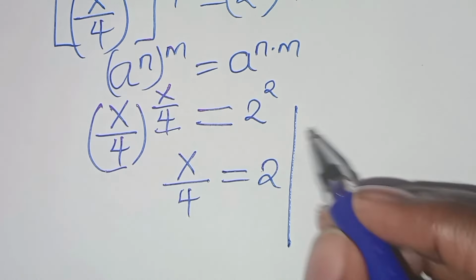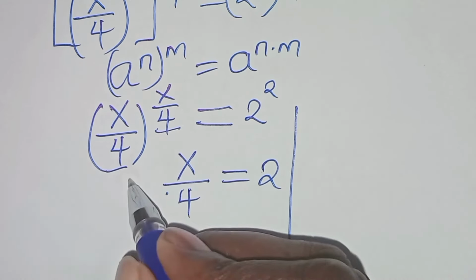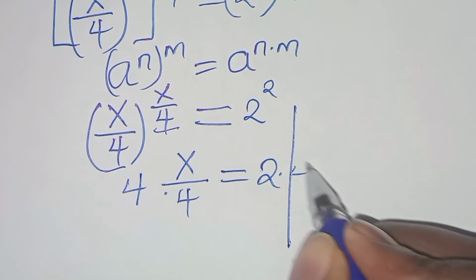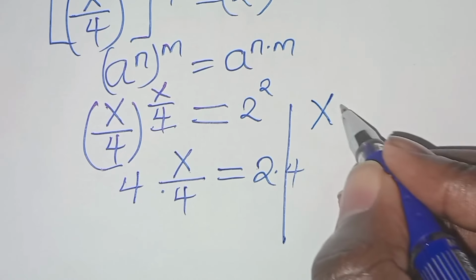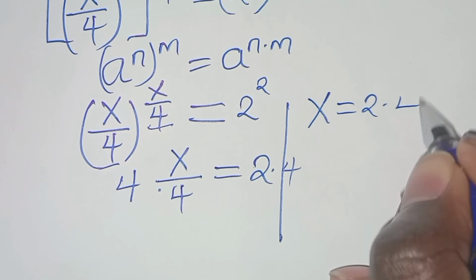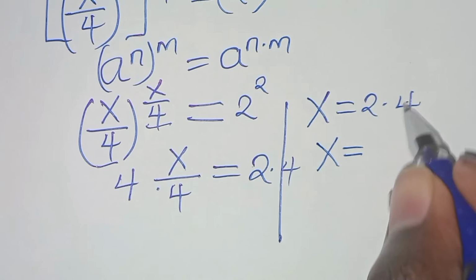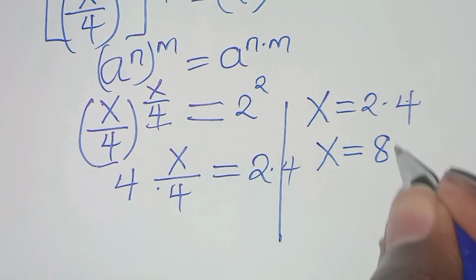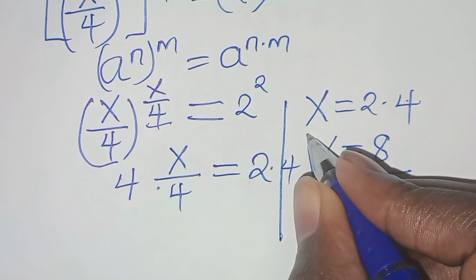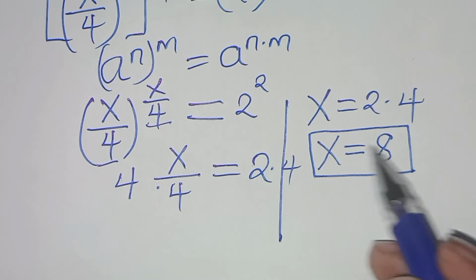So to solve for x here, we multiply both sides by 4. So this implies that x is equal to 2 times 4. Therefore, x is equal to 4 times 2, which is equal to 8. So this is the value of x by applying method 1.